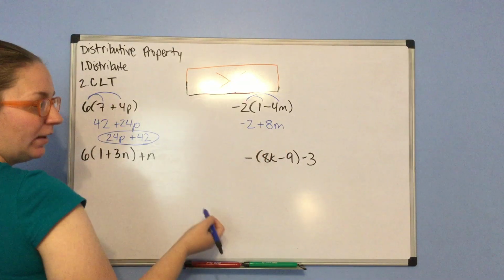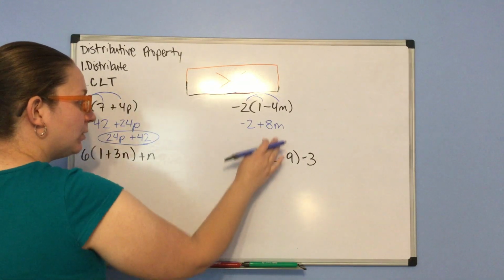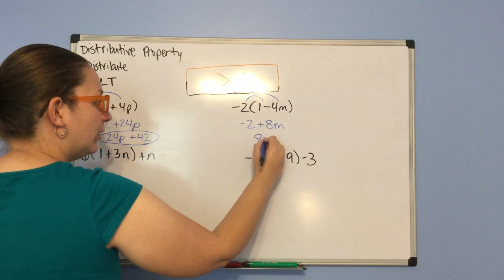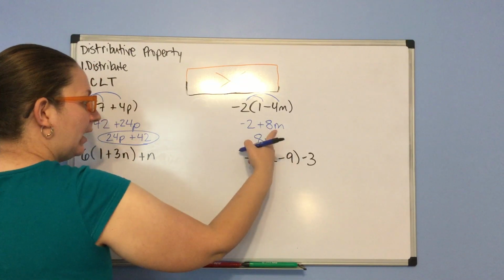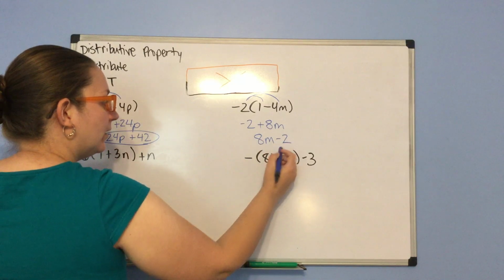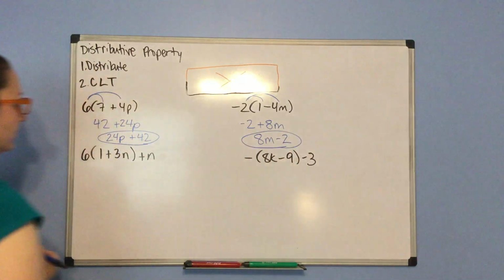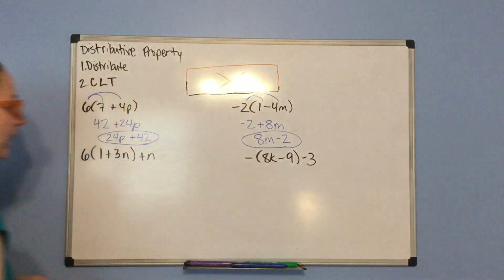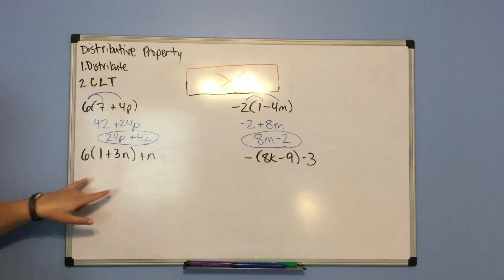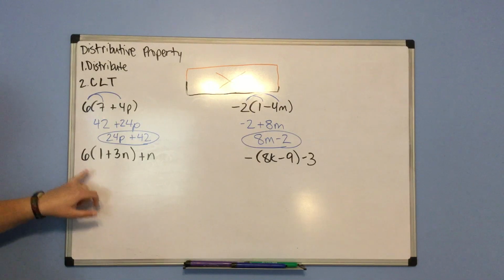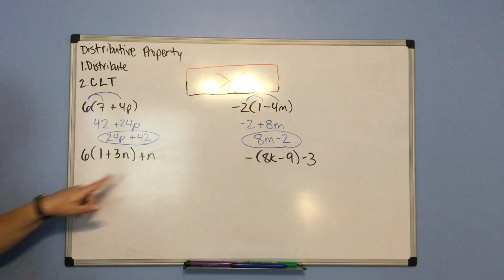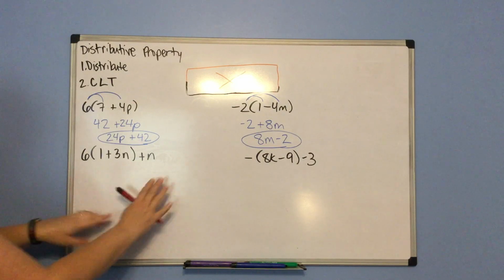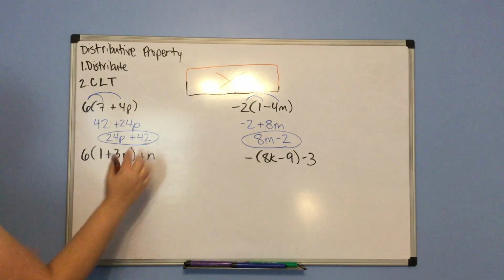Again, we usually like to write our answers in standard form, so we're going to put the variable term first. This is technically right, but another good way to write this final answer would be the 8m first, and then the negative 2, or minus 2. Sometimes you'll have some things inside parentheses with something to distribute in front, and then another term on the outside. This 6 only gets multiplied to the things inside the parentheses. It doesn't affect this other term at all.